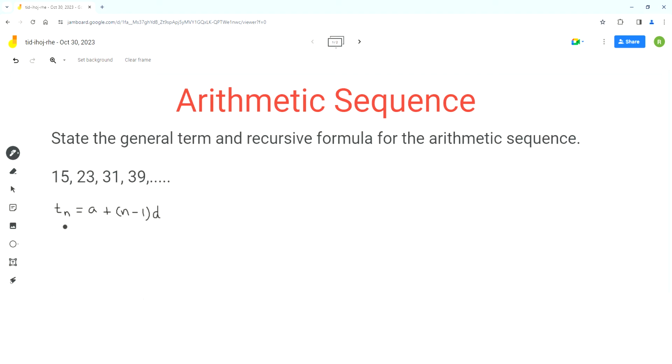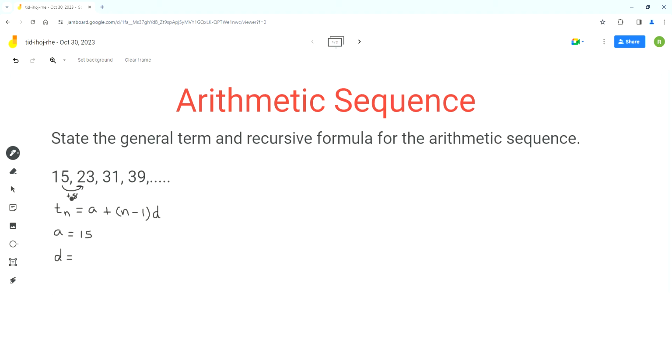Now in order to find the general term, we'll have to use the values of A and D from the given sequence. Now A represents the first term in the sequence, so the value of A is 15. Now D represents the common difference. The common difference is the difference between the consecutive terms in an arithmetic sequence. Now in this given sequence, 15 and 23 are consecutive terms. So the difference between these terms is 8. So we do 23 minus 15, which is equal to 8.